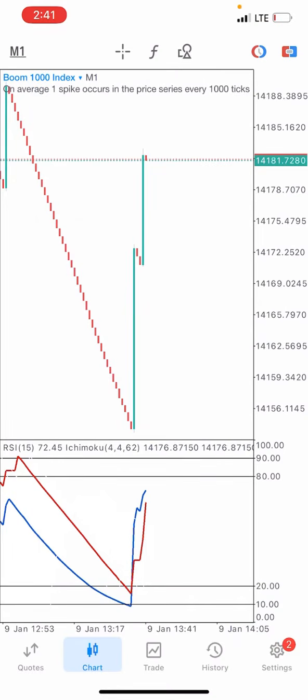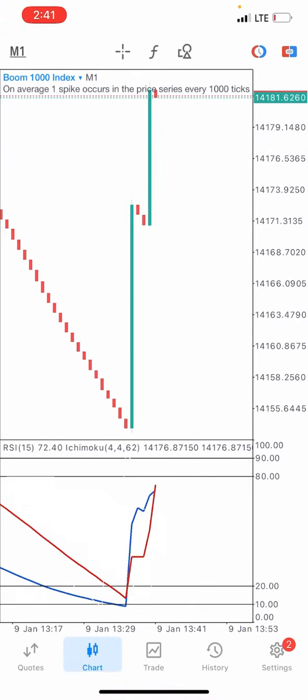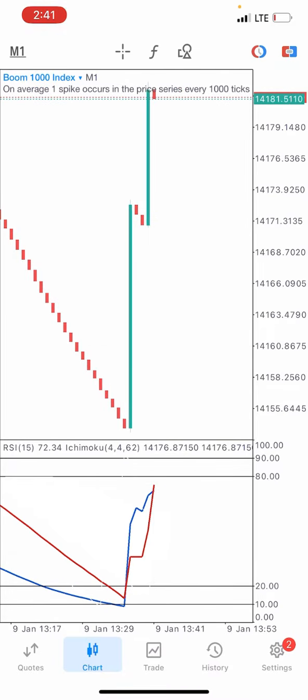Okay, guys, so B1000, I want to show you guys the strategy which you can use to catch spikes. You can see the accuracy, over 95% accuracy. You can see how it catches the spike just at this point.